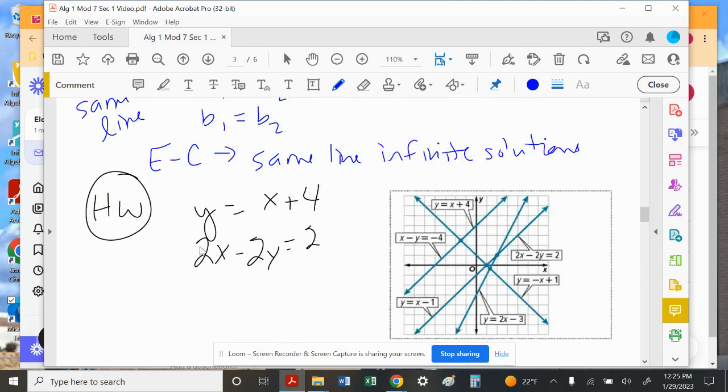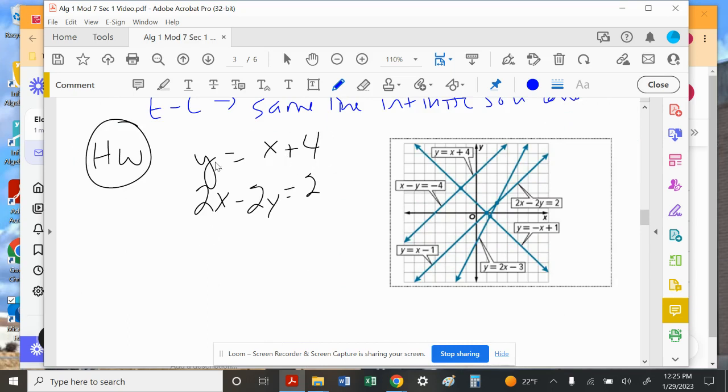Okay, let's go to a problem. So here we have y equals x plus 4. We're given this system, so we have two equations. And we're told y equals x plus 4. Notice that x plus 4 is this one right here. And we are given 2x minus 2y equals 2, and that's this equation right here.